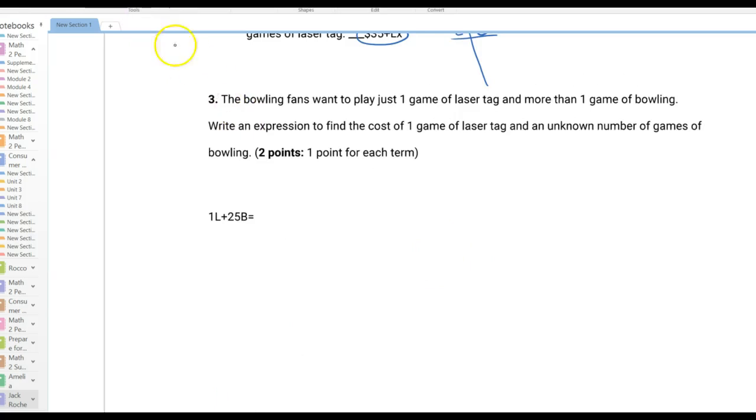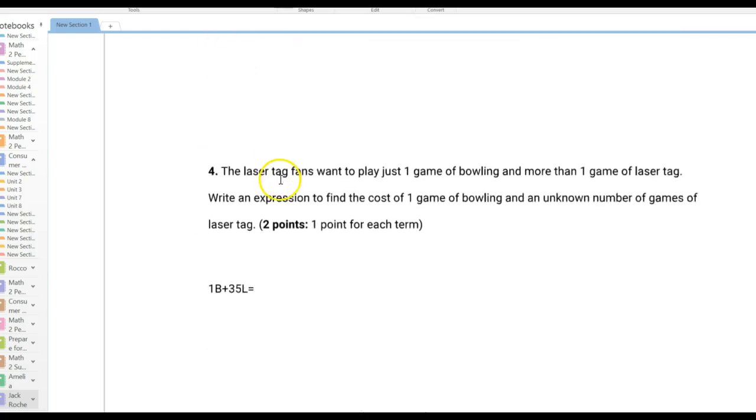So in question 3, you actually summarize what you did wrong in number 2 the right way. This is the cost of laser tag games. To a certain extent, this is the cost of bowling games. What should this be replaced with? They want to play just one game of laser tag. What is that one game going to cost? And what are we going to do with the cost of the bowling games? You're very close here. You just need to fix that part there.